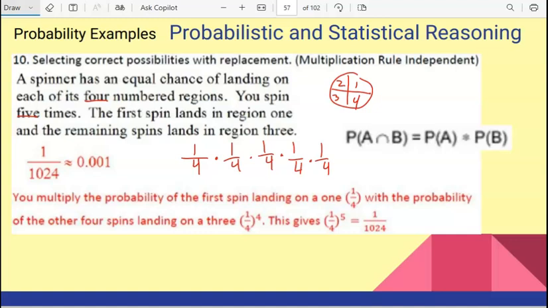So it's going to be 1/4 five times, that's 1/4 to the 5th power, which is 1 over 1024, which would be 0.1% chance.